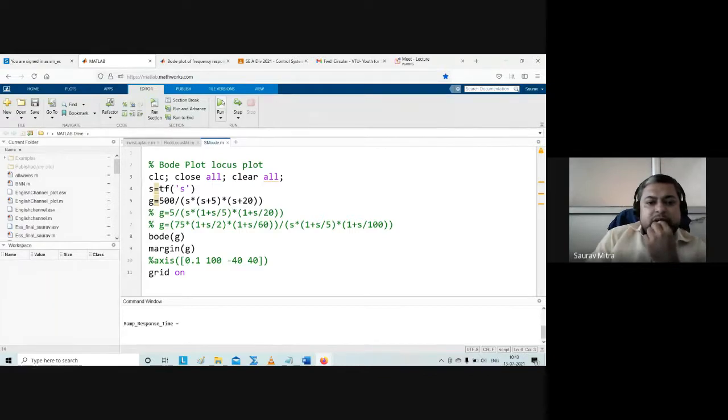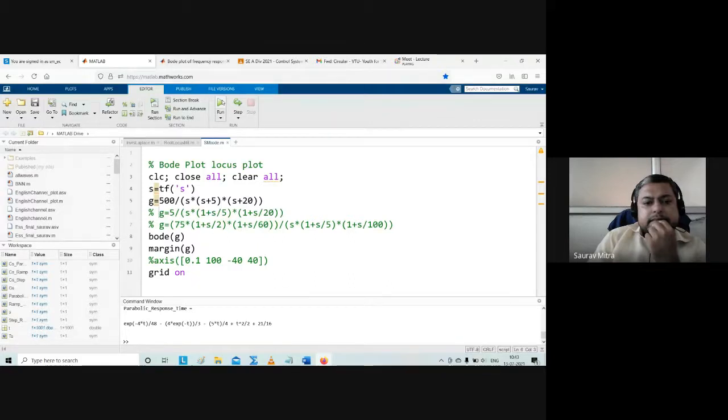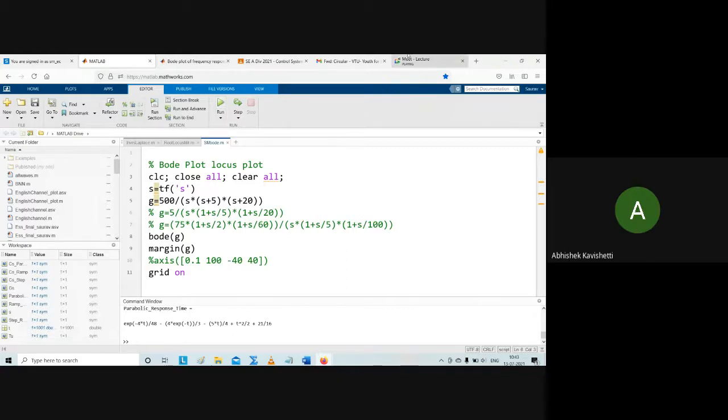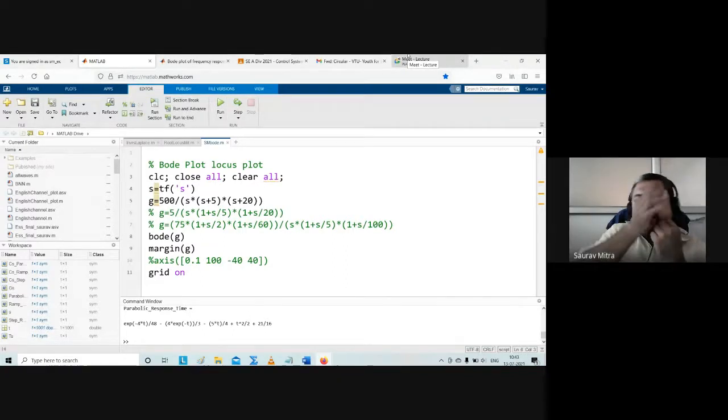Has anybody run this code already? Can anybody tell me what is the gain margin and phase margin? So it is taking some time. Sir, gain margin is 14 dB. And what are the frequencies? First, tell me what are the omega GC and what are the omega PC?